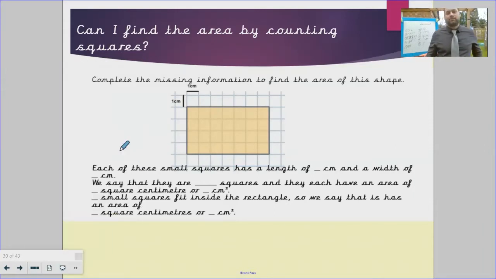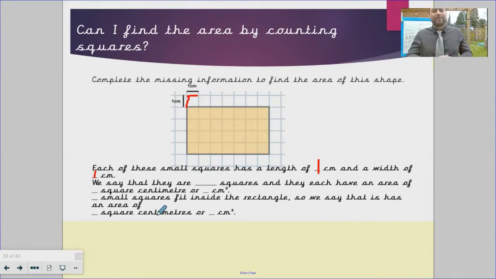So each of these small squares has a length of how many centimeters? Have a look up here. This is showing us that this square is how many centimeters in length? Good, it is 1. And the width again here is 1 centimeter, very good.